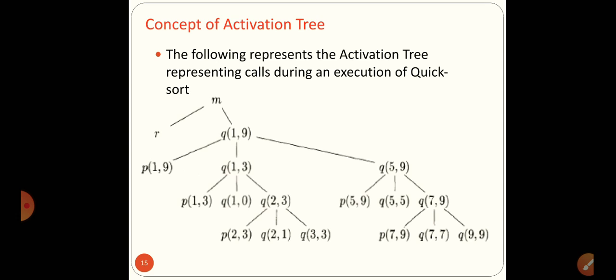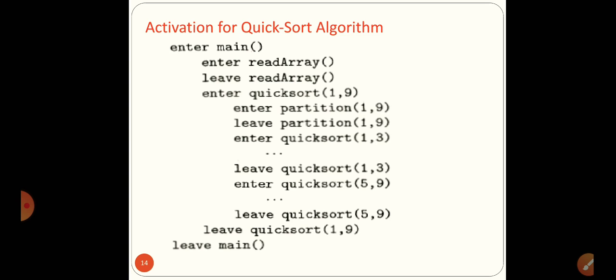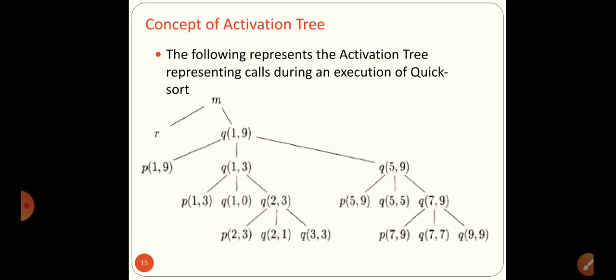Okay, so this next is the activation tree. The following represents the activation tree showing various calls during execution of a quick sort. Here we are using the partition algorithm, and then the quick sort algorithm. So we first divide and then partition, then divide and then partition, and then perform quick sort. This whole task is done recursively until all the elements are sorted.